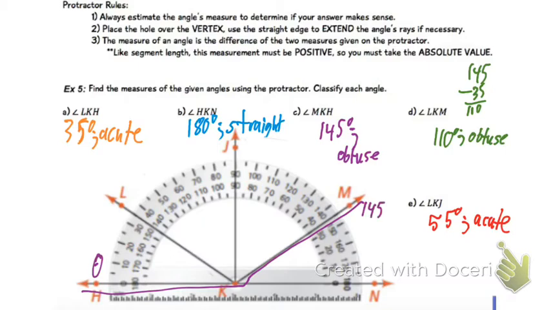So I could do 145 minus 0, but what am I going to get? 145. So do I need to subtract? No. But does subtracting make a difference? No, okay? So it could work either way. So that's why we didn't subtract, right, Tony?